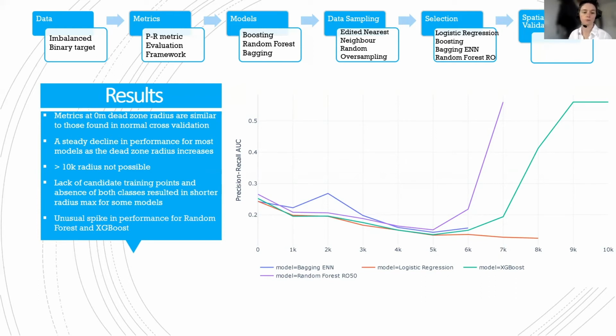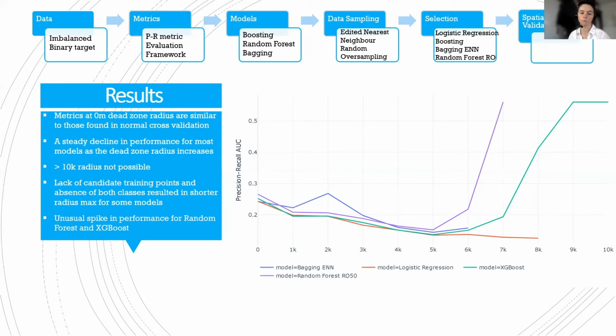We also see this unusual spike in performance for random forest and XGBoost after about 5 kilometers. And that looks exciting at first, but in fact, when we looked at the training data sets that were being used at that point, the models essentially had insufficient data to be able to operate properly. So the training data sets were both too small and too imbalanced at that point.